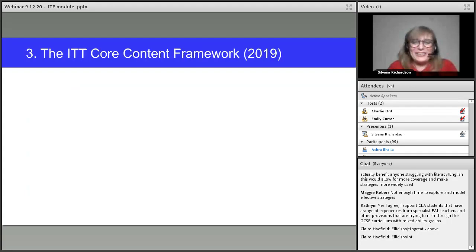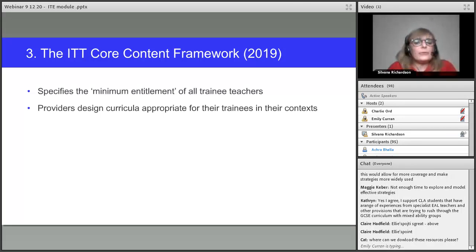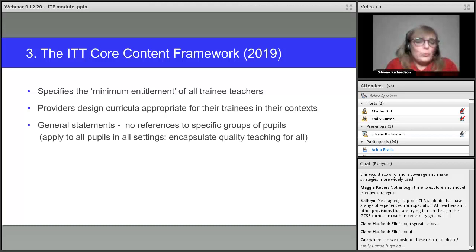So let's look now at the ITT core content framework. I'm sure you're very familiar with it if you're an ITE provider. This was launched over a year ago in November 2019. And as you know, the core content framework is very clear in saying that it specifies the minimum entitlement of all trainee teachers. And it hastens to add that it is not a curriculum, but the core minimum. Therefore, it gives freedom to providers to design curricula that are appropriate for their trainees in their contexts and settings. As you well know as well, the ITT core content framework only provides general statements across the board. So it makes absolutely no reference to specific groups of pupils, phases and stages. And the assumption, of course, is that these apply to all pupils in all settings and that they encapsulate quality teaching for all.